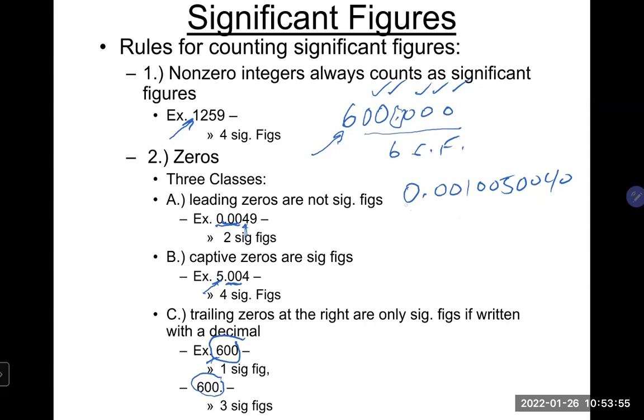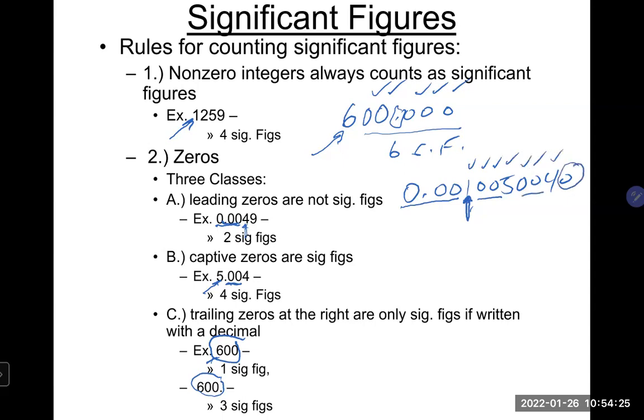Let's take a look. Starting here, if we were to dissect this, all these zeros here are not significant, even though they come after a decimal point, because we are not starting to count until we get to here. That is our very first non-zero number, and that is where we want to start counting. We then have some zeros that are trapped, which means they're significant. So that's 1, 2, 3, 4. More trapped zeros, 5, 6, 7.